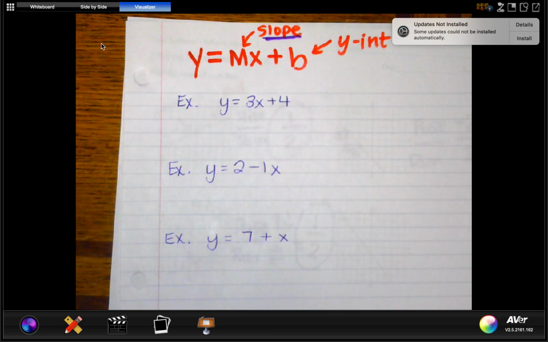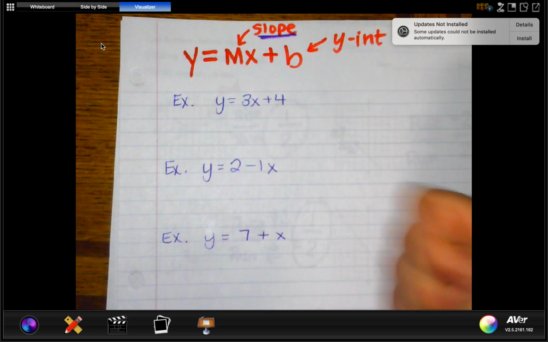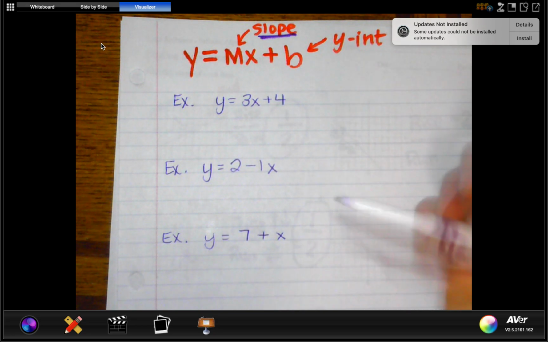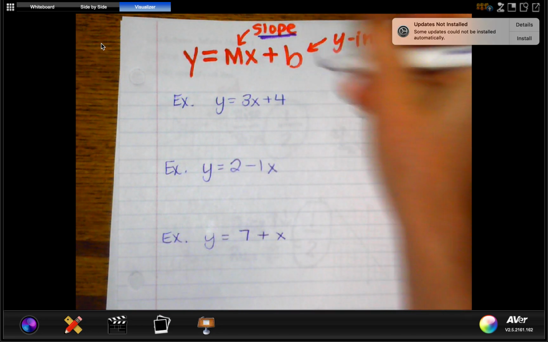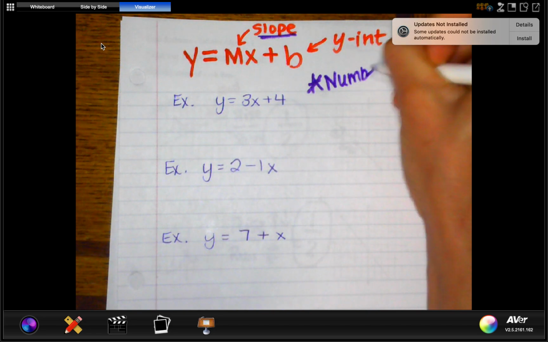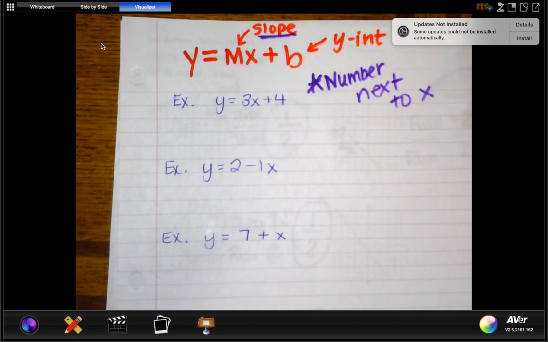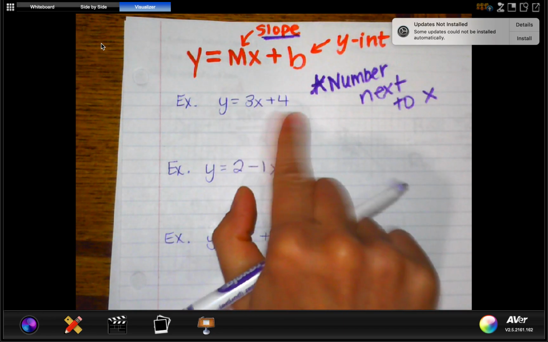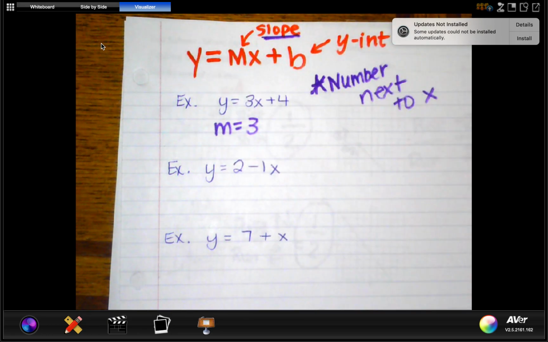First we check and see, is my equation in y equals? Yes, it is. And what I'm looking for is the number next to x. So don't make this more complicated. If it's in y equals, you look for the number next to x. Your slope, your m, equals 3. Done.